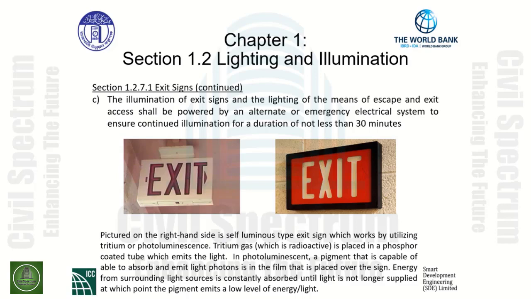Pictured on the right-hand side is a self-luminous type exit sign which works by utilizing tritium or photoluminescence. Tritium gas, which is radioactive, is placed in a phosphor-coated tube which emits the light. In photoluminescence, a pigment that is able to absorb and emit light photons is in the film that is placed over the sign. Energy from surrounding light sources is constantly absorbed until light is no longer supplied, at which point the pigment emits a low level of energy light.